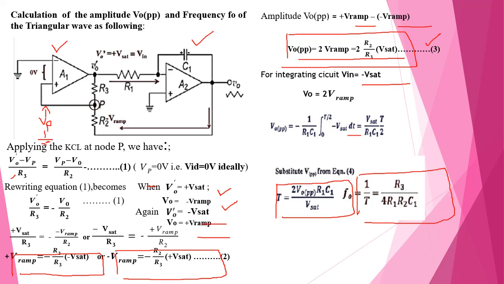And after substituting this value, finally we will get this expression: f0 equal to 1 divided by T, which is R3 divided by 4 times R1 into R2 into C1. This is the frequency of the triangular wave, and the output voltage peak to peak is given by equation number 3, and this is the final equation.